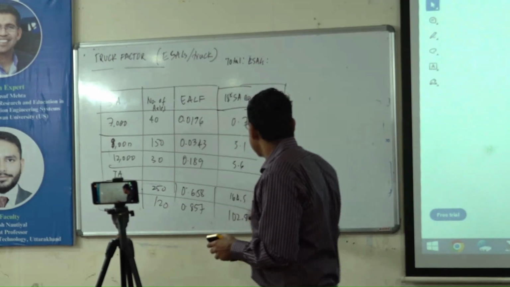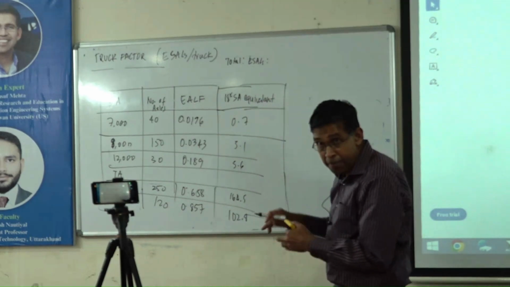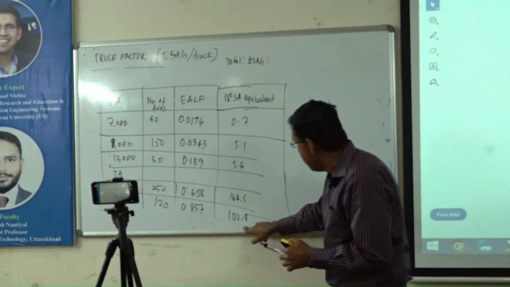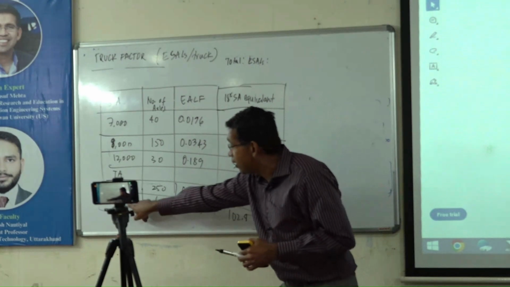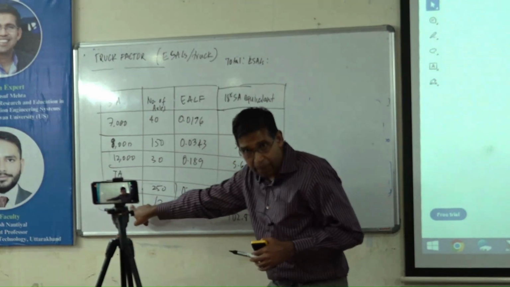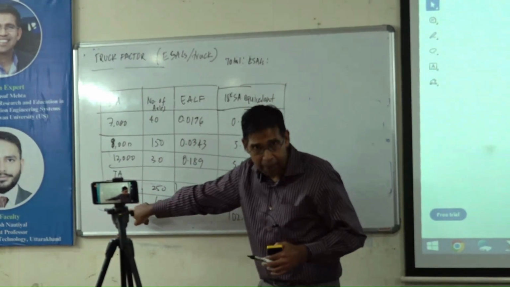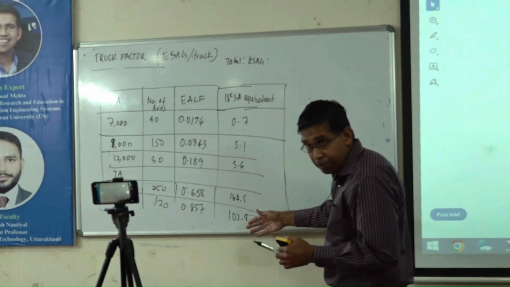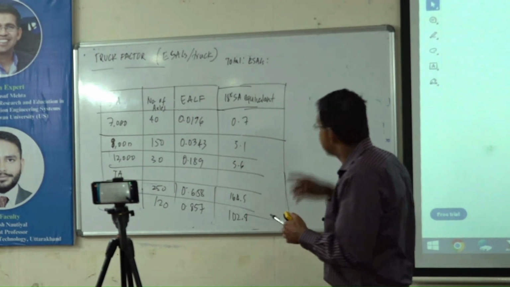102.8. So can everybody understand what each row means? 102 repetitions of 18-kip single axles will cause the same damage as 120 passes of a 32,000 tandem axle. That's what it means. Now you add them all up. Whatever the number is, can you give me a number?